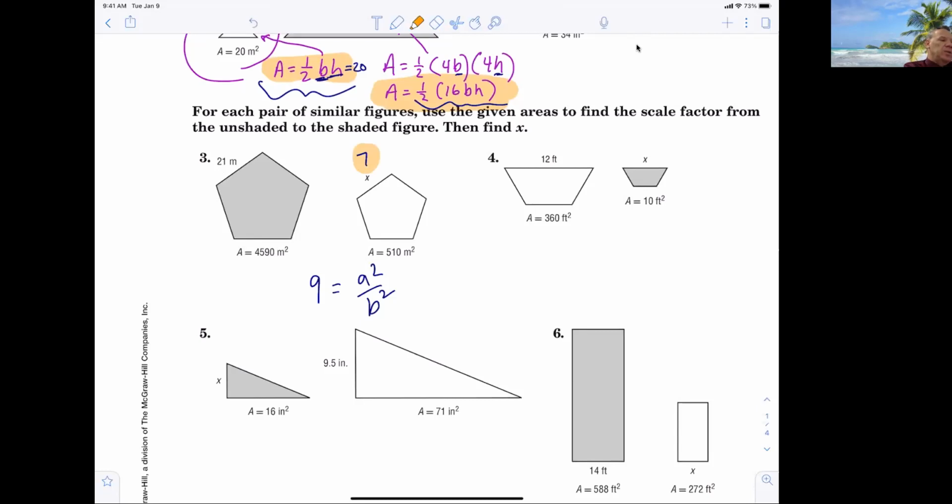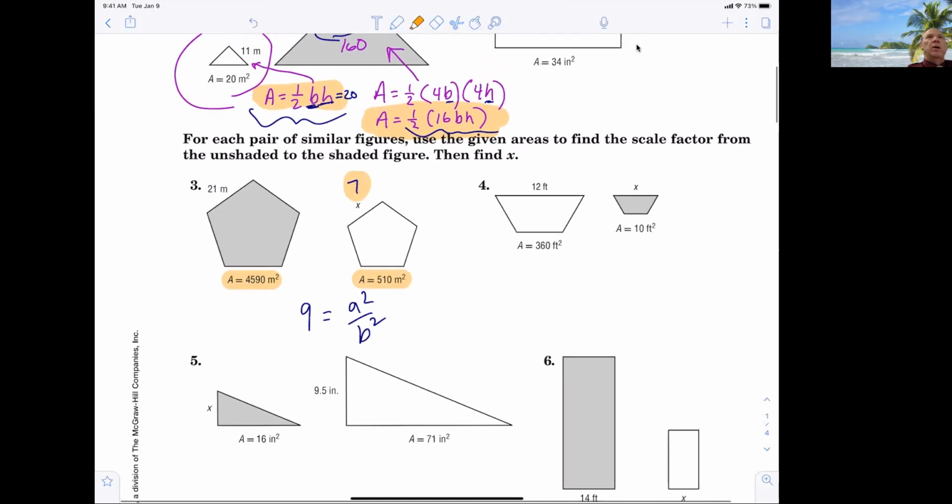So here's the area of the large. This is the area of the small. How many times bigger is the area of the large pentagon than the small one? Why? Exactly. So the ratio of the area is 9 times larger. So the ratio of the sides would be what?